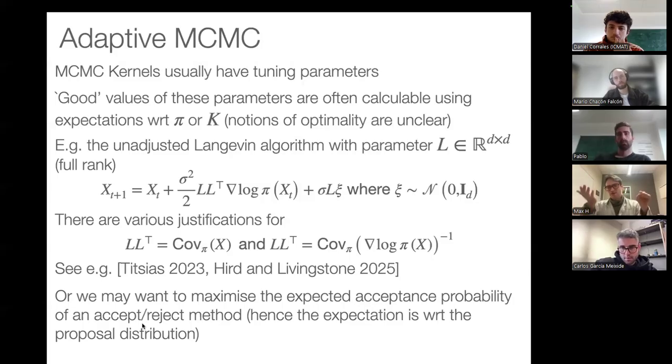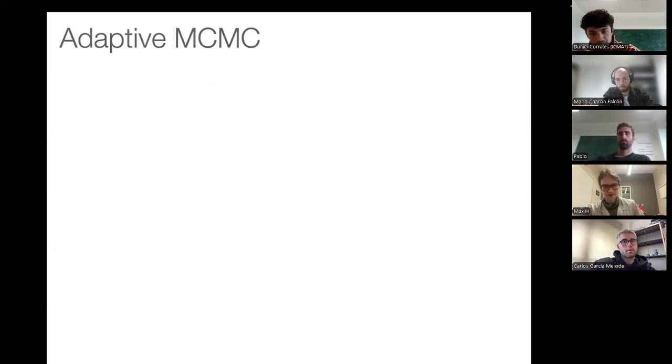And so maybe we want to adjust the parameters of the Markov kernel such that we're not rejecting all the time. And this expectation is going to be with respect to the proposal distribution, which we know we can calculate because we're doing an accept reject chain. And so we have easy access to samples from the proposal, and we can calculate these expectations quite easily. Okay, good.